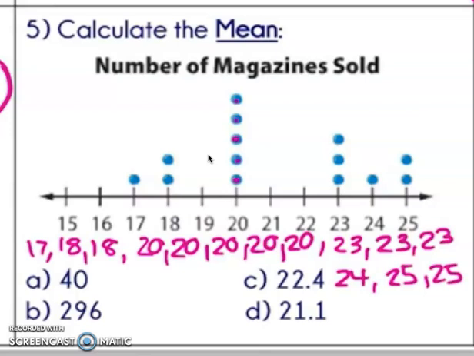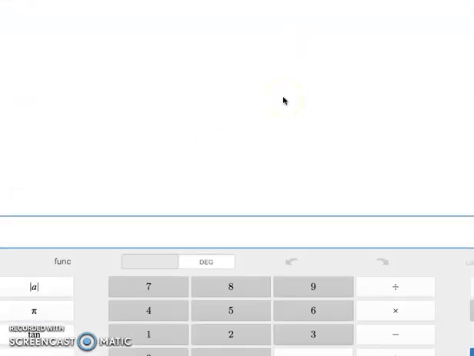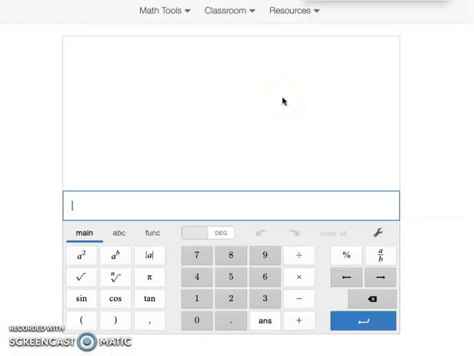We're going to be finding the mean, and when we find the mean, all we have to do is add them up and divide by how many there are. Okay, so we're going to do that in our calculator. So let me go ahead and get my calculator pulled up here. So I'm going to add them up.